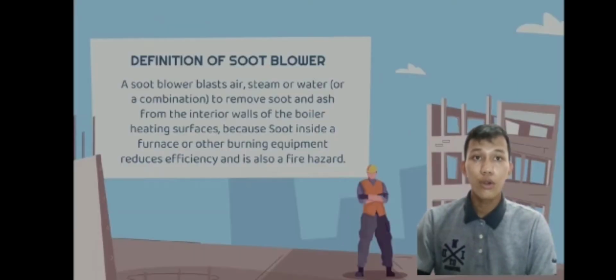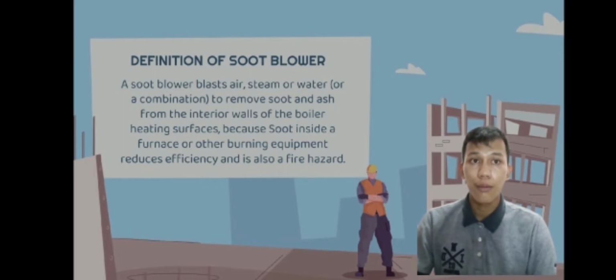Soot blower. Soot blowers blast air, steam or water or a combination to remove soot and ash from the interior walls of the boiler heating surfaces. Because soot inside a furnace or other burning equipment reduces efficiency and is also a fire hazard. First, a coating of soot inside the equipment acts like an insulator to reduce heat exchange, and thus more energy is needed to achieve optimum temperature. Second, excessive soot can catch fire, causing risk or damage to the equipment, surrounding area and people.